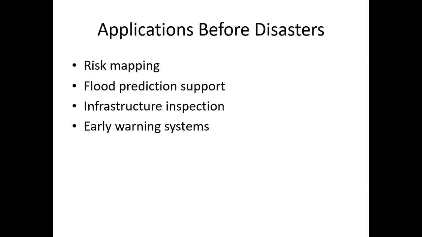Drones support flood prediction by collecting topographical and hydrological data that can be integrated into predictive models. Infrastructure inspections of bridges, dams, power lines, and communication towers help to identify structural weaknesses before they become critical during disasters. Drones also contribute to early warning systems by continuously monitoring environmental conditions and transmitting data to disaster management authorities. Such proactive measures significantly reduce disaster risk and improve preparedness.